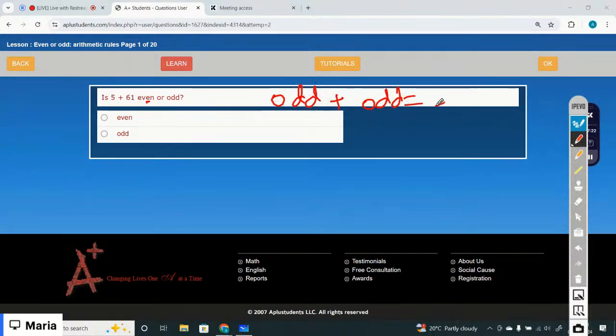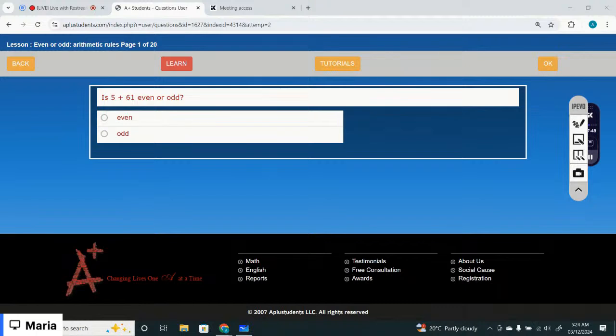When you add two odd numbers, the answer must be an even number. You can just add and see 61 and 5 makes 66. And 66 is an even number because it can be easily divided by 2. So the correct option is even. 66 is an even number.